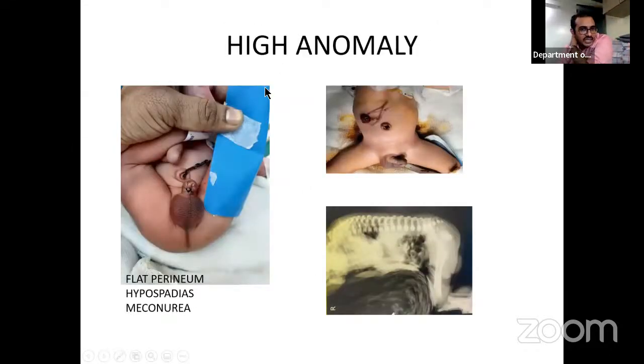So these are a few cases. This is a baby with high anomaly. This is his cross table prone lateral X-ray. We can see the shadow is much above. There is meconiuria. This patient has hypospadias, meconiuria, and a flat perineum, or rocker bottom perineum. It's like a rocker bottom chair. And in this patient in the neonatal period, we did a transverse colostomy.